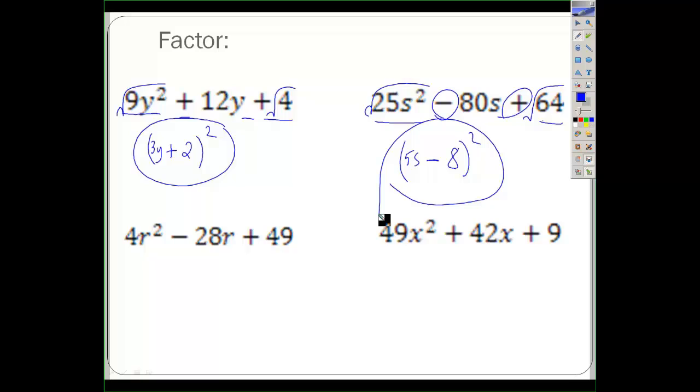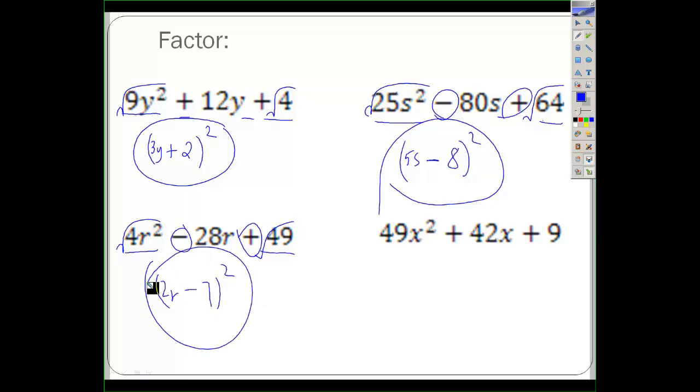All right, let's look to the next one. 4, 28, and 49 have nothing in common, so I can't mono anything out or factor anything out. This is a perfect square, and this is a perfect square with a minus plus combination. I know in my parentheses here, I better have a minus, and it's a quantity squared. So what I'm going to do is I'm going to take the square root of 4r squared, which is 2r, and take the square root of 49, 7. And this is my factored term here, 2r minus 7 quantity squared.